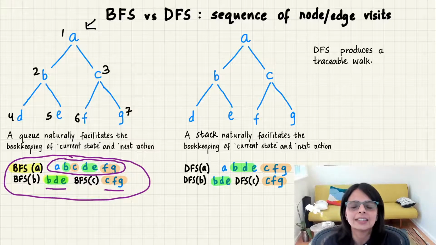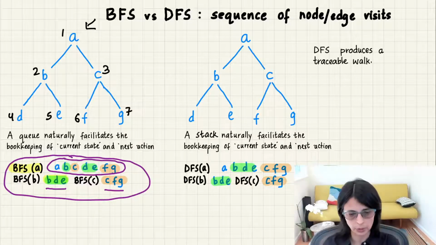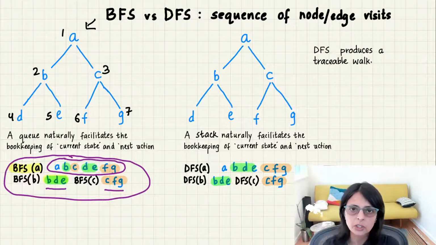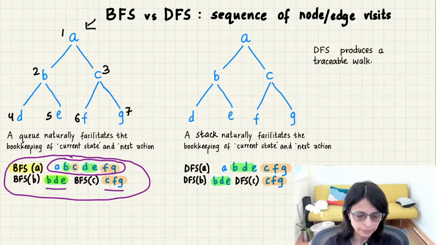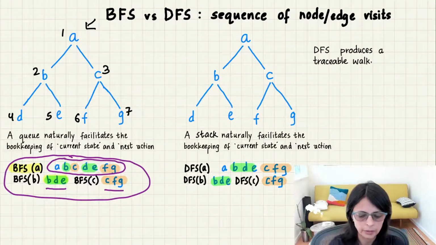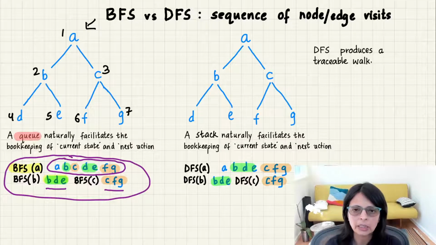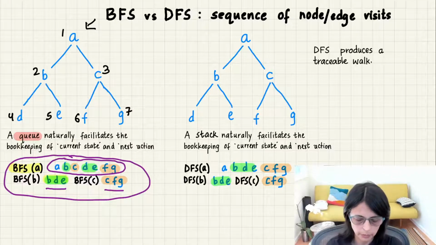So it's not inherently a recursive algorithm, breadth first search. Extremely powerful for some particular applications, especially those involving shortest paths. And hopefully we'll get to cover some of those in a future class. So I just wanted to point this out about breadth first search, that it is not inherently recursive in nature, and the data structure of a queue naturally facilitates the bookkeeping of what the current state is and what the next action for breadth first search will be.